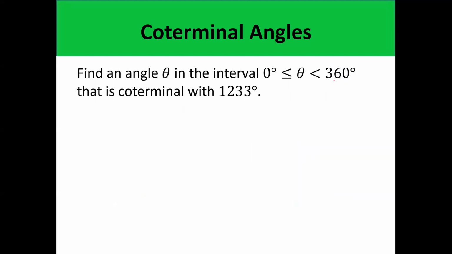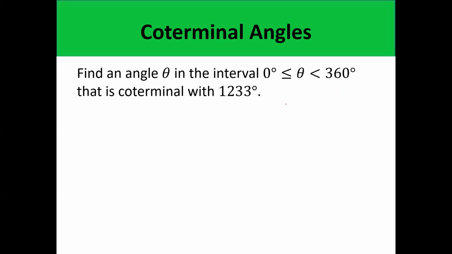Okay, now if we want to get a coterminal angle that will be inside the interval from 0 degrees up to 360 degrees, then we should be getting a value of k. So that means if the angle is more than 360 degrees, we're going to continuously subtract 360 degrees from it until we find an angle that is inside the interval.